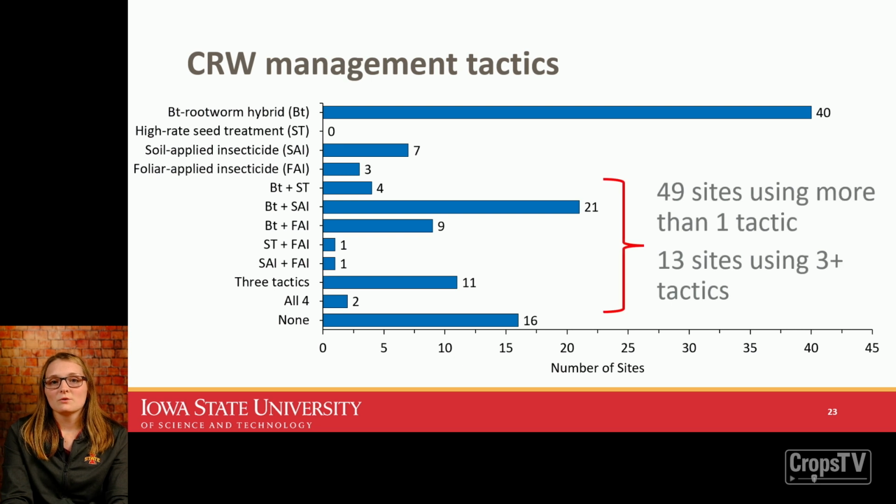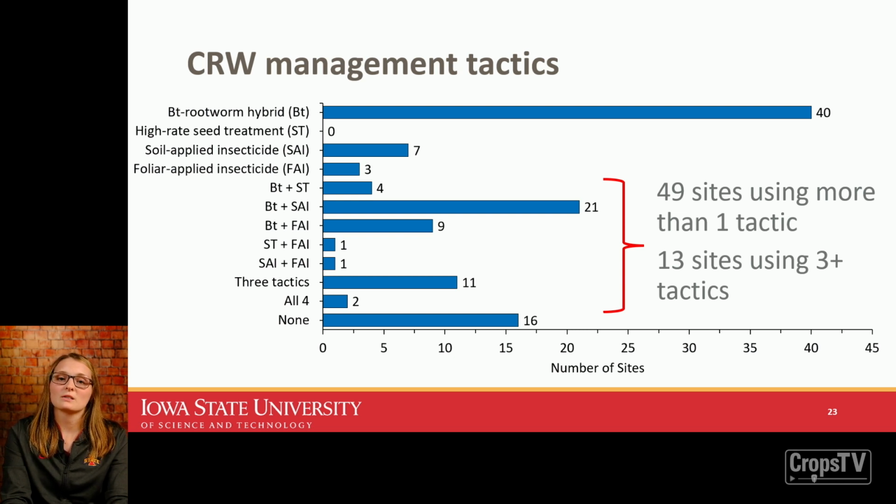What was interesting to us was that about half of the sites, 49 sites, that actually answered the question reported that they were using more than one management tactic for corn rootworm, and 13 of those sites said that they were using 3 or more tactics to manage corn rootworm in the field. And this was interesting to us just because it's not something that we would recommend. We wouldn't recommend that people use more than one management tactic for corn rootworm.